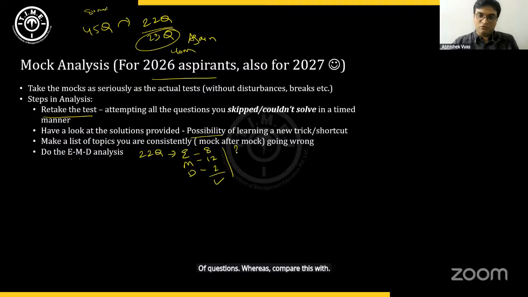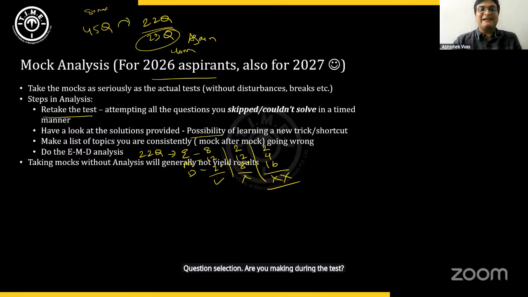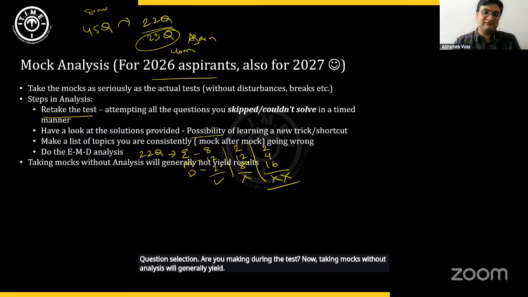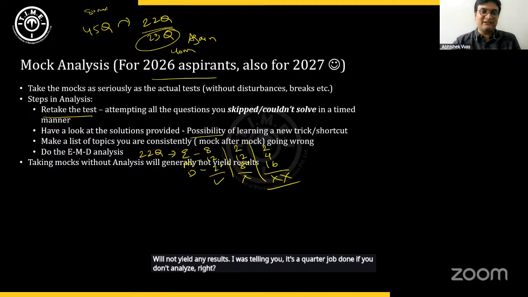Whereas compare this with 2 are easy, 12 are moderate, 8 are difficult. Now this is a bad selection, because for getting to the same number of questions, you're spending exponentially more effort, more time. Here, you had only 2 difficult, you could manage it, or maybe just randomly attempt it by using some trick, by some observation. Here you have 4 times that number of difficult questions. So the selection is bad. Now, if you talk about this selection, this is further bad, absolutely bad. This is a blunder. So doing the EMD analysis would tell you what type of question selection you are making during the test. Now, taking mocks without analysis will not yield any results. So I was telling you, it's a quarter job done if you don't analyze, right? Quarter is 1/4, right? 1/4.